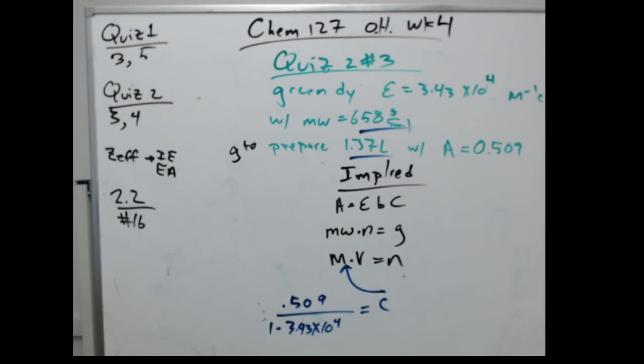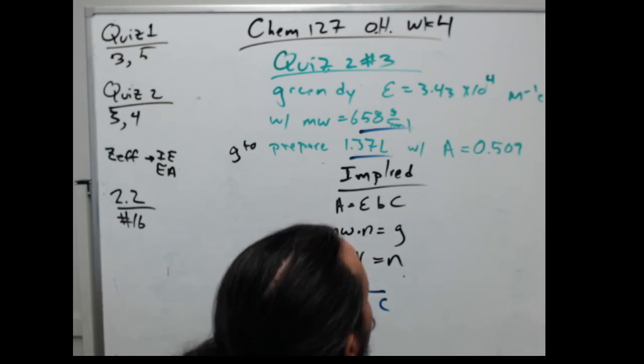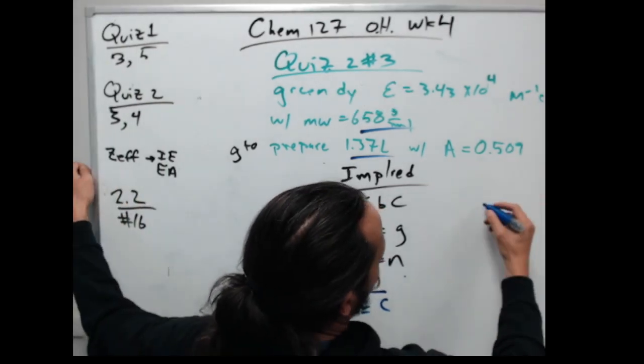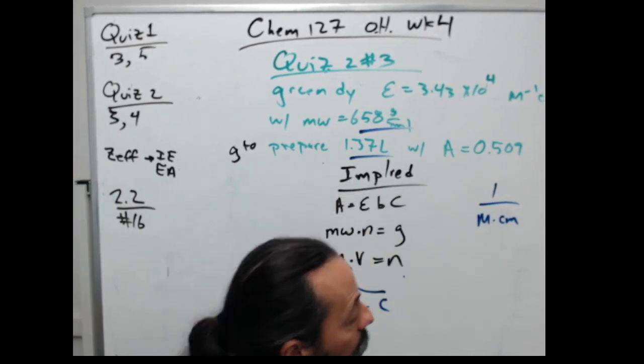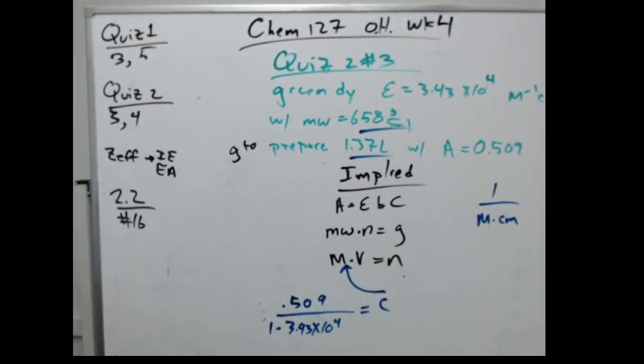And then what is molar to the -1 centimeters to the -1? Okay, so that is a different way of writing 1 over molarity centimeter. Right, and the reason they do it that way is because then it fits into a single line of text better than doing the fraction.